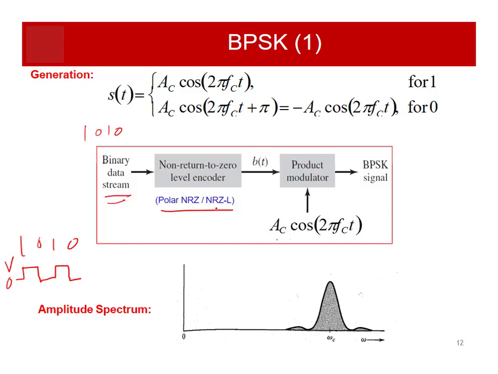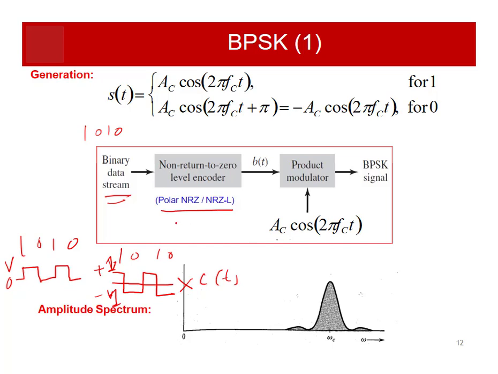But for polar NRZ, it will be something like this: 1 0 1 0 again. For 1 it is high, for 0 it is low. But now the high voltage value will be plus V volt and the low voltage value will be minus V volt. If you set V to 1, it will be plus 1 and minus 1. Now if we multiply this signal with our carrier signal c(t), we achieve the result: when the bit is 1, it will be plus c(t), and when the bit is 0, it is minus 1, so that will be minus c(t).